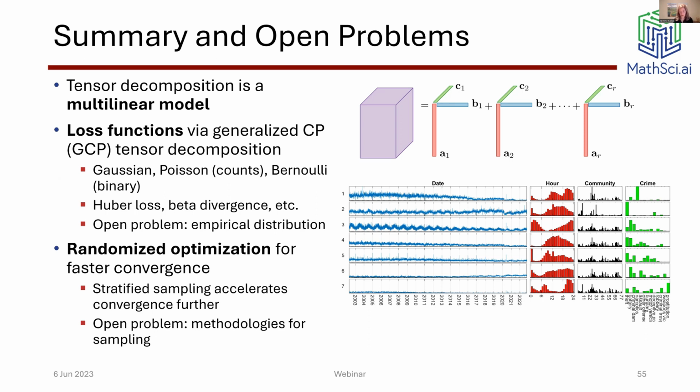There's been past work by Sahoki and others on beta divergences. Those are pretty powerful in my experience. You can do Huber loss, which is very popular in machine learning. You can also just try to have a loss that depends on your empirical distribution if you have enough data. And then we ended by talking a little bit about randomized optimization to speed things up, especially for a very large problem, and how you might want to be smart in your sampling, but there's still much work to do on the best way to do that.